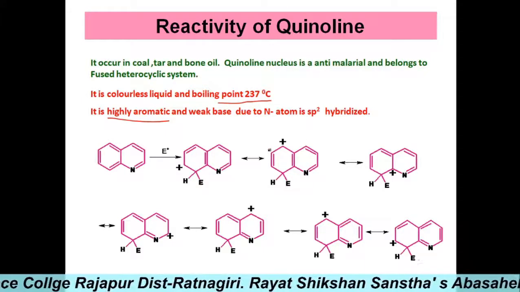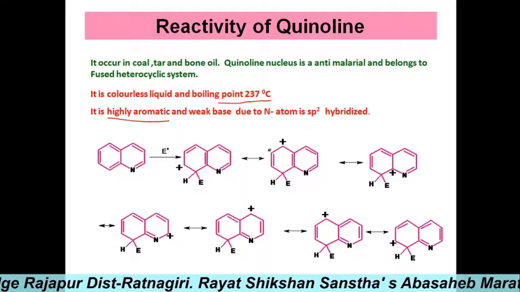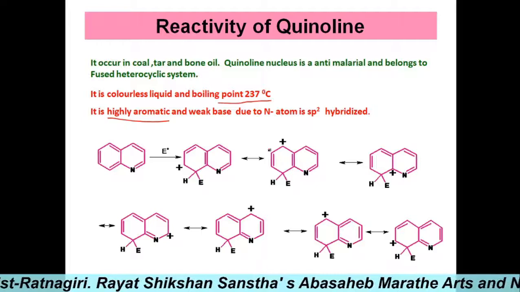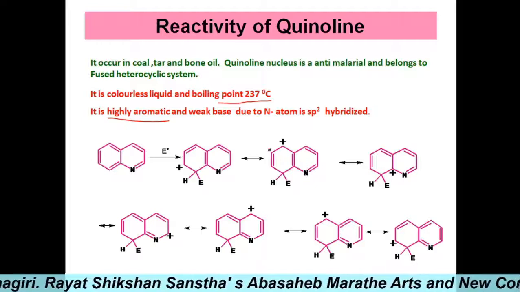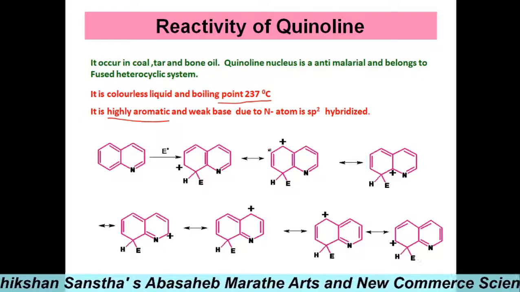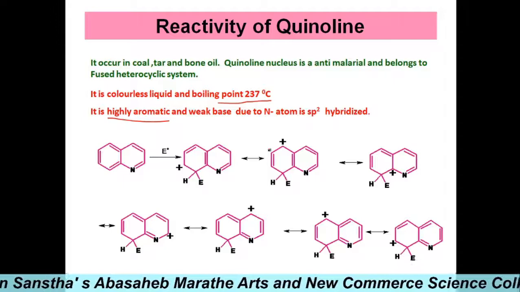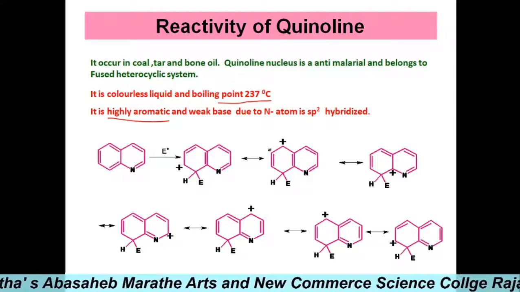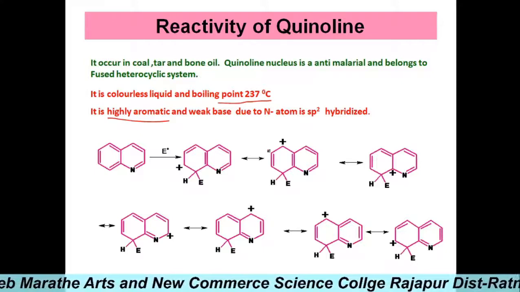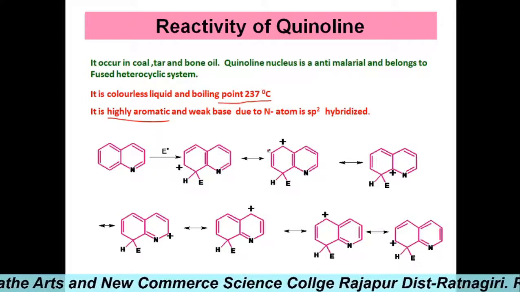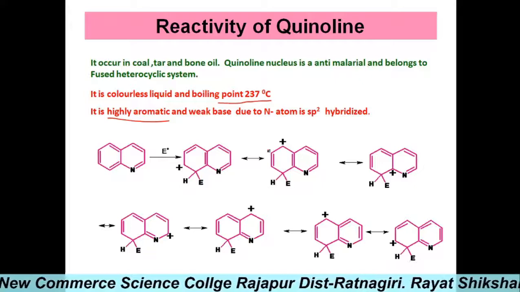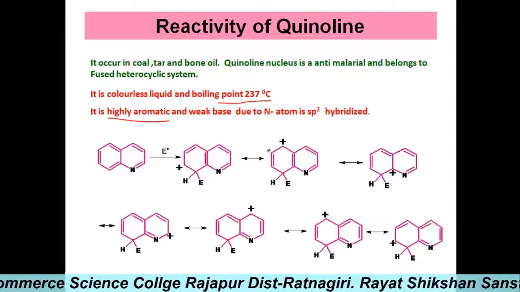The first three structures are of low energy, and others are possible due to the introduction of negative charge on the nitrogen. In quinoline, the nitrogen-containing ring resembles pyridine and the carbocyclic ring resembles benzene. The pyridine ring in quinoline is pi electron deficient, and therefore nucleophilic attack preferably takes place at the second and the fourth position.